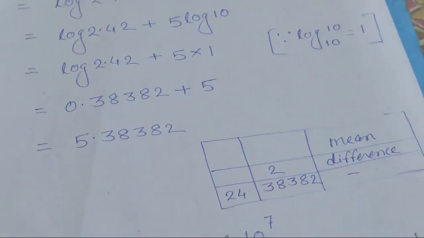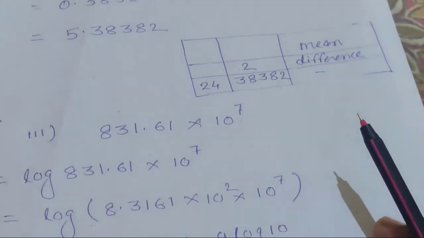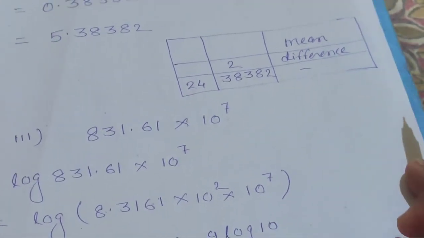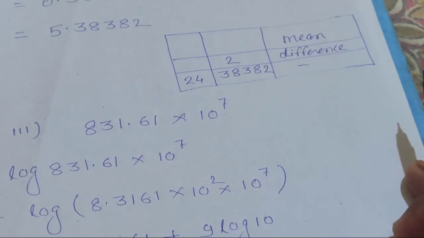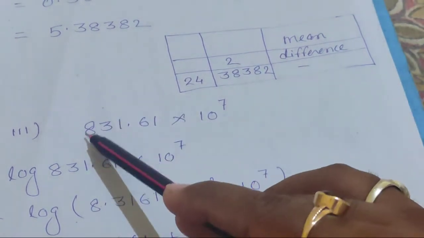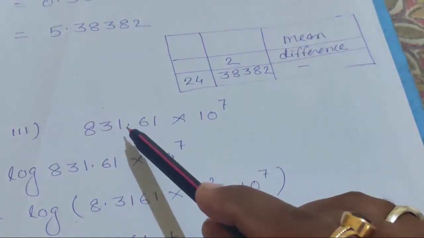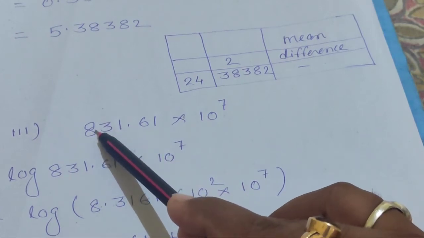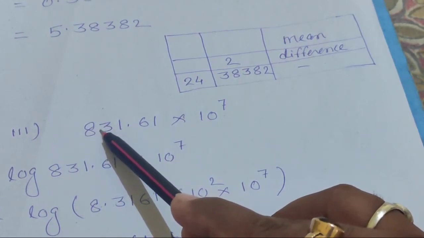Now let's see one more sum. Here we have to find the log of 831.61 into 10 to the power 7. Before the decimal there are 3 digits. So as I told, I have to bring this decimal here, because before the decimal there should be only 1 digit.